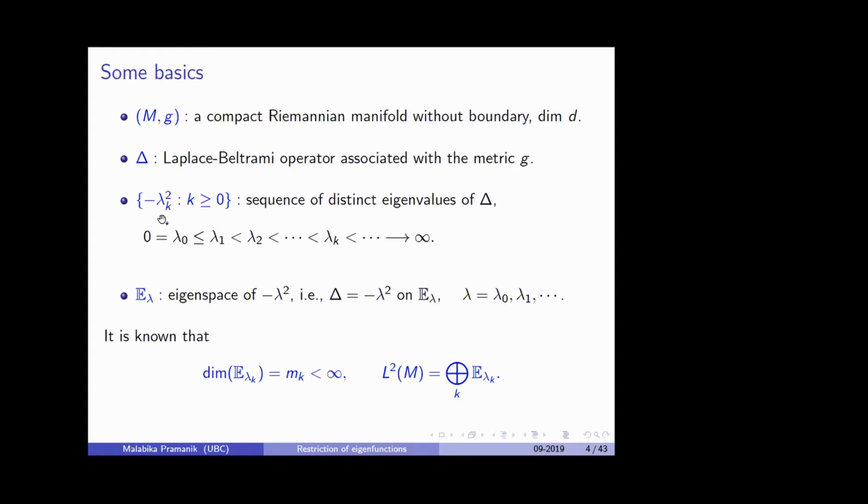The spectrum of the Laplacian is a discrete sequence of non-positive numbers, which we denote by negative lambda_k squared. The sequence lambda_k is non-negative and strictly monotone, increasing to plus infinity. E sub lambda will be our notation for the eigenspace of square integrable functions corresponding to the eigenvalue negative lambda squared. It is a well-known fact that E sub lambda is always finite dimensional, and the space L^2 of M admits an orthogonal decomposition in terms of these eigenspaces.